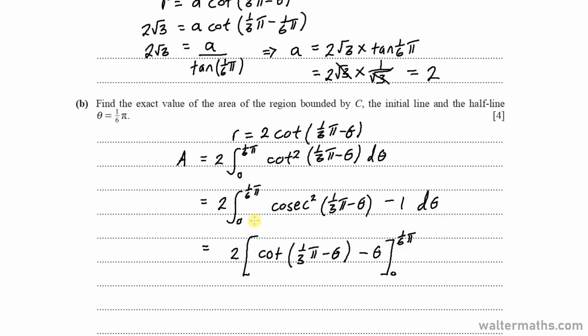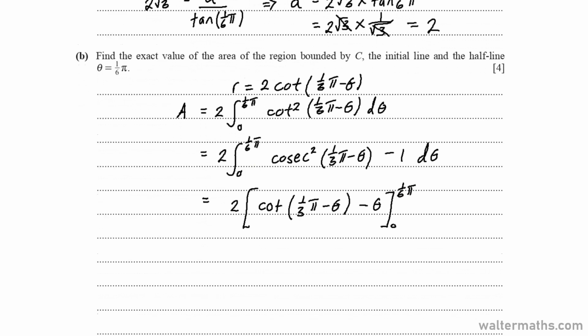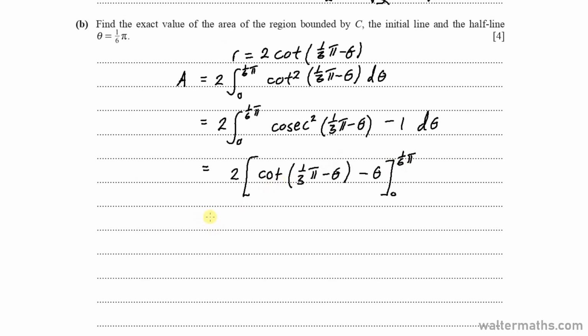Now I can substitute a sixth pi. Let me scroll down first. So I can substitute a sixth pi into this. So I'll be having here 2, and substituting a sixth pi, we know that a third pi minus a sixth pi gives us a sixth pi, and cot of a sixth pi is as good as 1 over tan of a sixth pi, and substituting a sixth pi on theta, that's minus a sixth of pi, and substituting 0 here, we'll be having minus 1 over tan of a third pi, and that's minus zero. So this is what we now have.